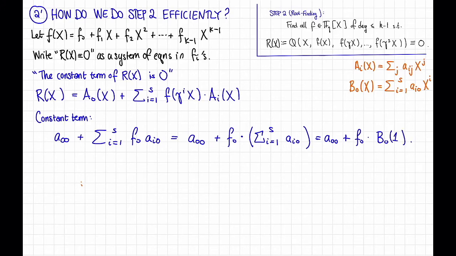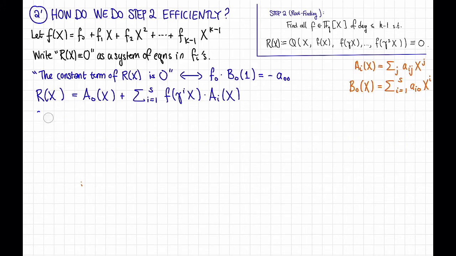Again, it's not at all clear why I decided to name this thing a polynomial and write this thing as that polynomial evaluated at 1. We'll see why in a moment. So the expression, the constant term of r of x is equal to 0, means that this thing is equal to 0. Or in other words, that f0 times b0 of 1 is equal to minus a0, 0. Okay, so let's erase this work that we did. I'll move this down because we'll want it in a moment.